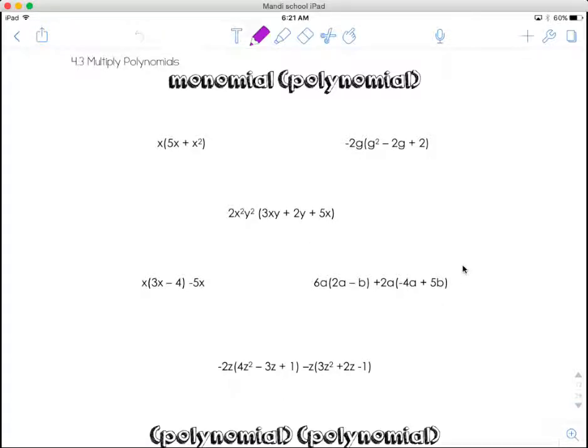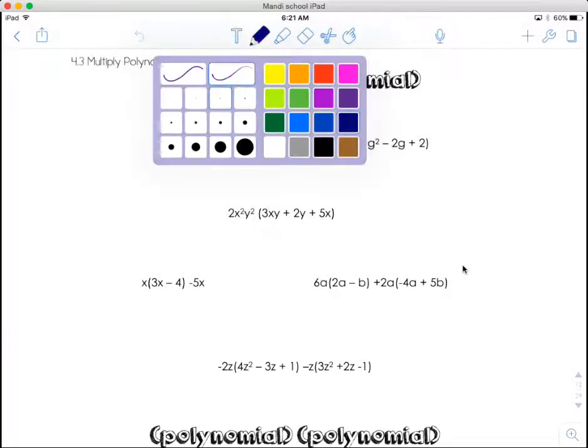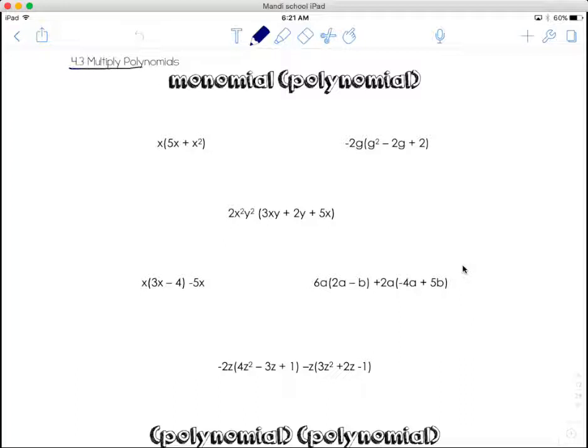Okay, it's been a while since we've had a video, but let's get right back into this. This is going to be lesson 4.3 in the same packet that we left off on before we went on Christmas break. We're going to start with multiplying polynomials.